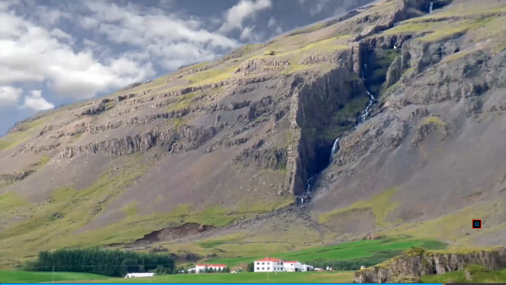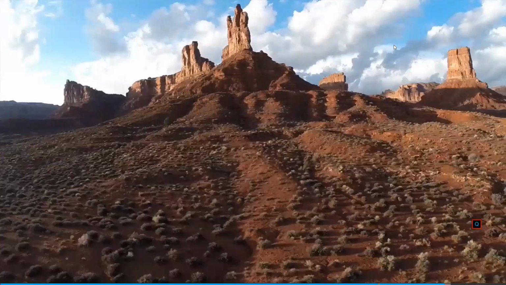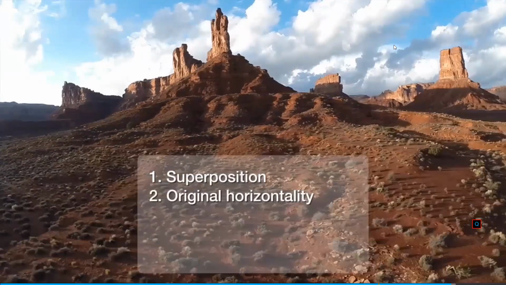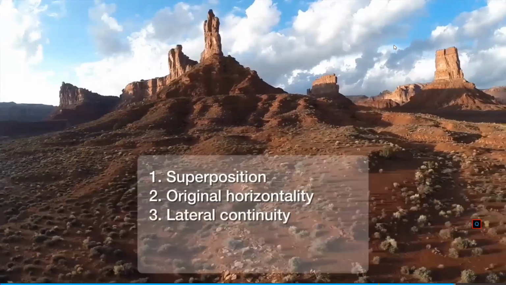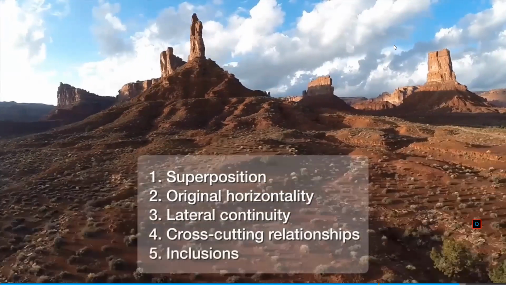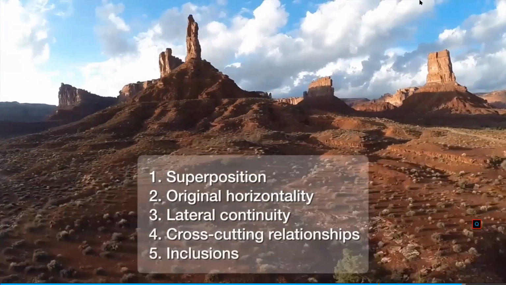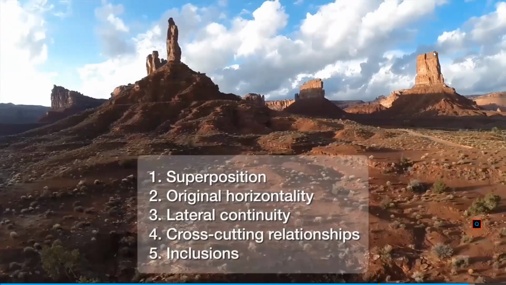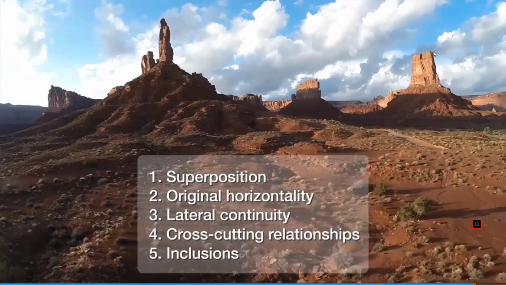In summary, the principles of relative dating are the principle of superposition, the principle of original horizontality, the principle of lateral continuity, the principle of cross-cutting relationships, and the principle of inclusions. These principles are particularly important because they can help geologists understand the relative timing of geologic events based on observations that are made in the field.